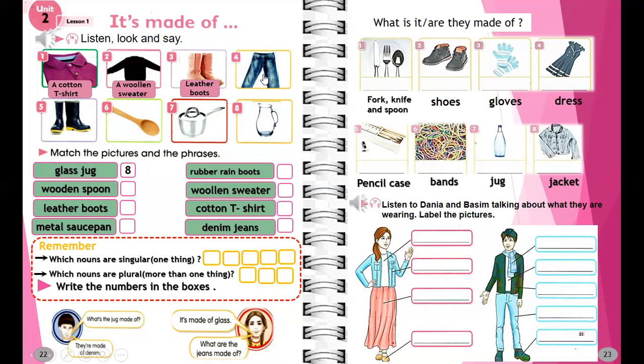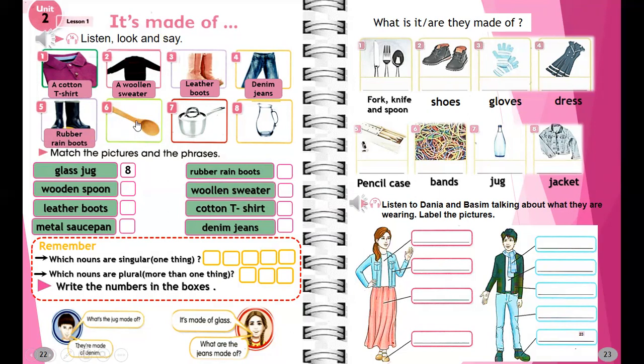Number four. What are they made of? They are denim jeans. Number five here. What are they made of? Rubber rain boots.